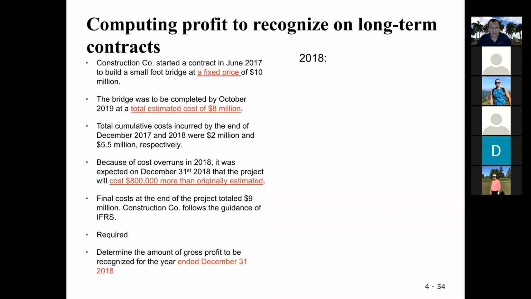Final cost at the end of the project total $9 million. Construction Corporation follows the cost-to-cost approach. The requirement is to determine the amount of gross profit to be recognized for the year ended December 2018. Draw a timeline. So I give you 2 minutes. See if you can figure this out.